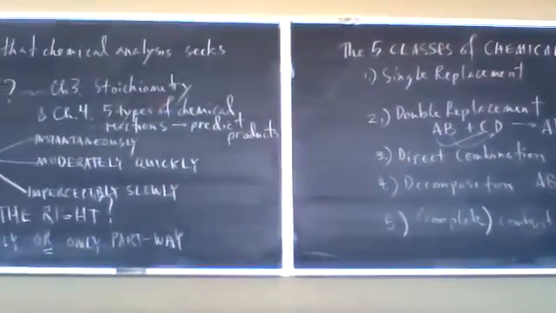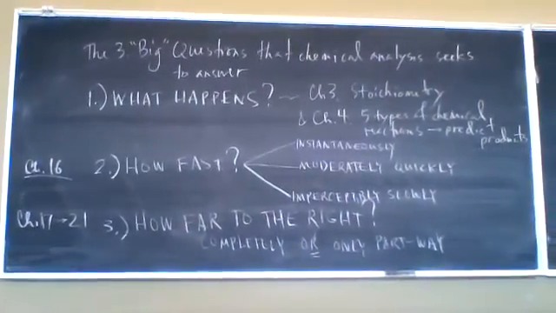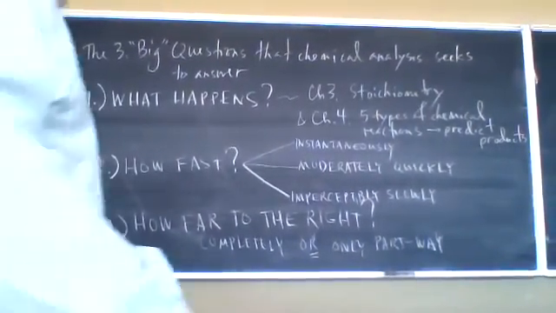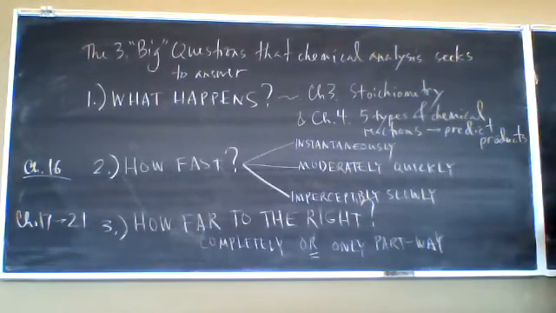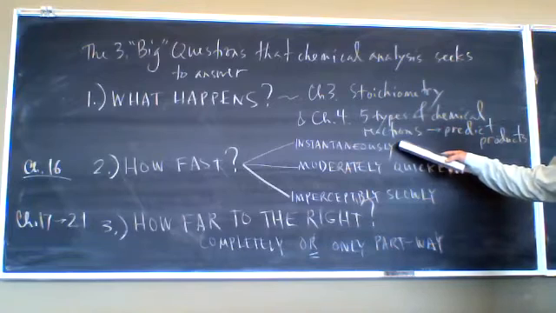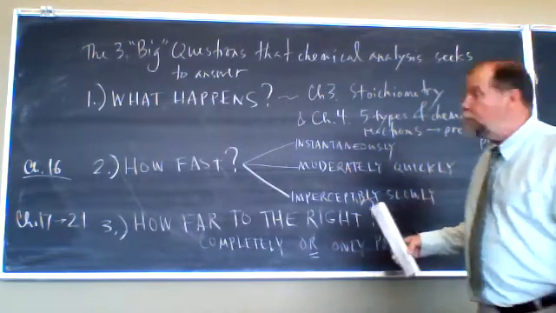All right. So now we're going to go ahead and focus our attention on answering the second question. How fast? How fast does the chemical reaction occur? Well, three choices: instantaneously, moderately quickly, imperceptibly slowly.